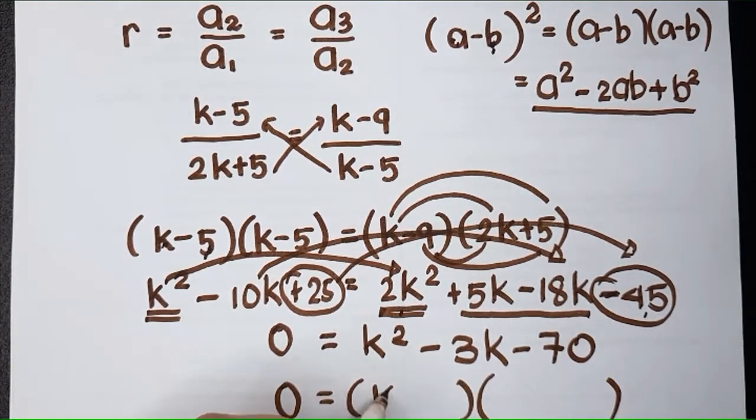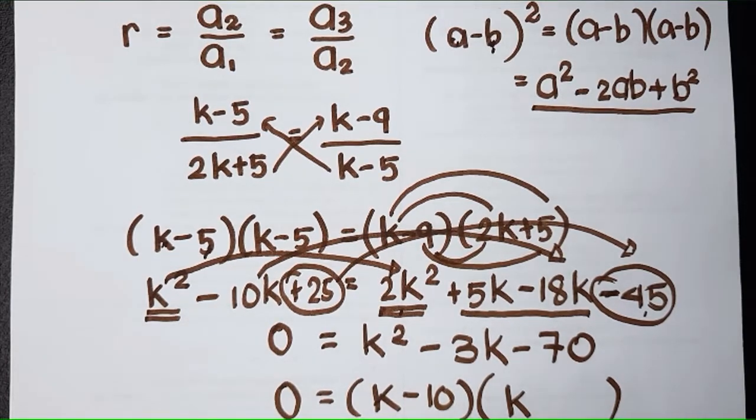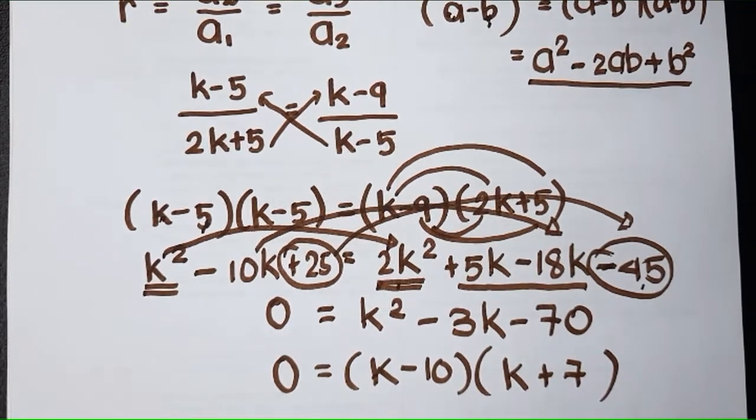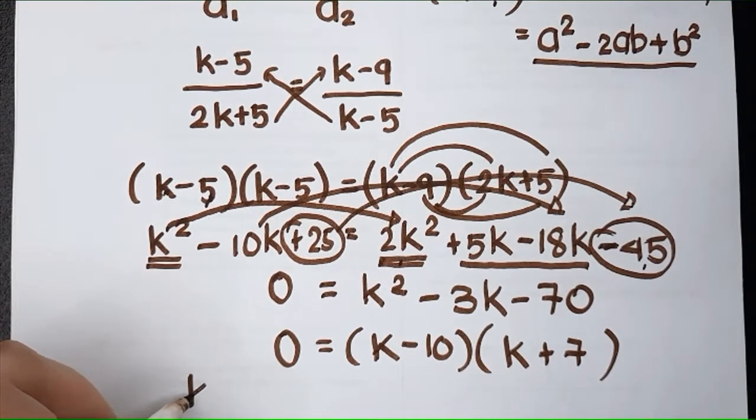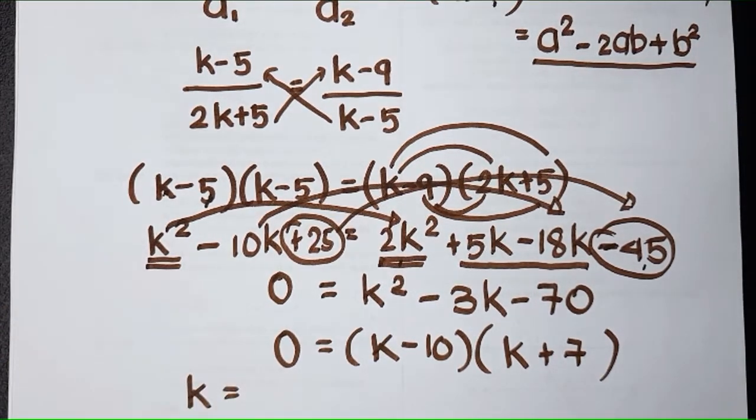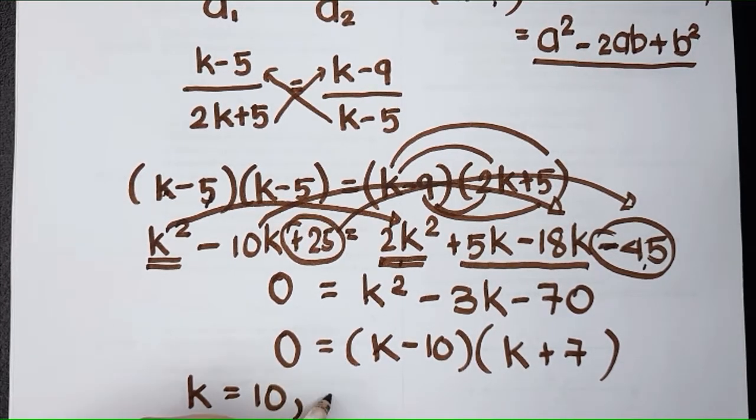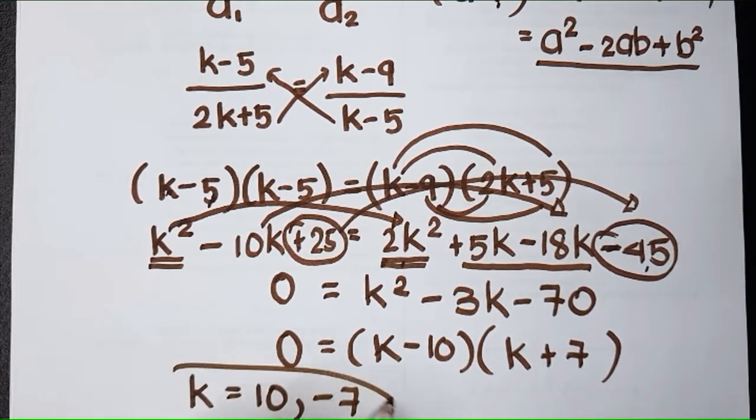And then, you apply your vast knowledge in factoring. Okay? So, you have k here and k here. Think of the factors of k squared minus 3k minus 70. I think it's going to be this one. Okay? So, you have k minus 10 times k plus 7. So, what are the values of k now? The values of k can be positive 10 or negative 7.